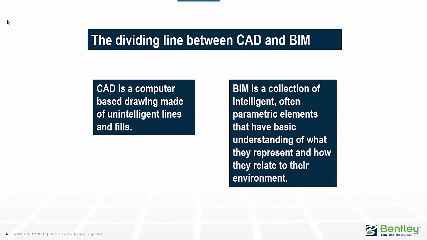Now coming to the dividing line between CAD and BIM. A CAD drawing is essentially a composition of unintelligent lines and fills. The software itself has no idea whether a particular line represents an edge of a wall or an edge of a beam. There is no inherent meaning in the line itself. Whereas in a BIM project, the software knows whether a particular element is a beam or a wall and how it is supposed to behave in its context and its environment.